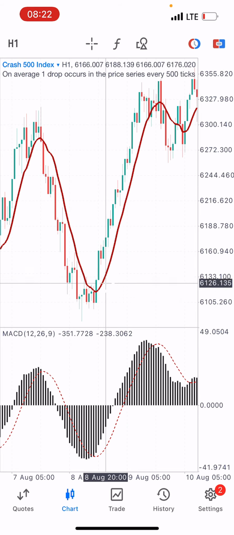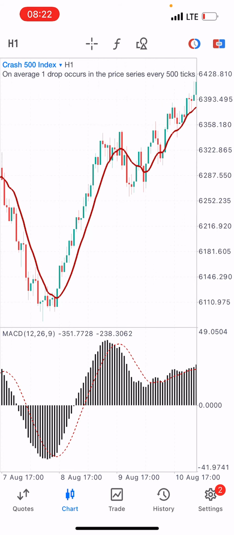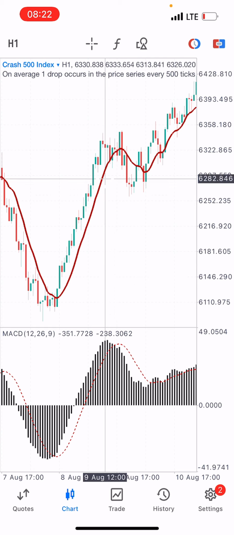Look at it, it crossed below again. So you saw how many moves you must have caught here. So this will now be an issue. Why?